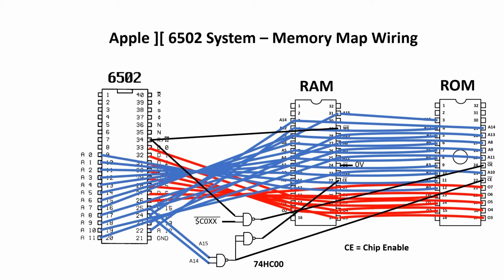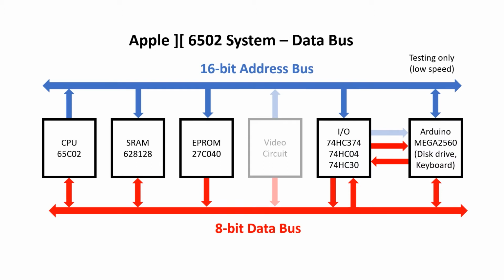Then I use another NAND gate connected to the output enable pin of the ROM to tell the ROM only to output when both C0XX is high and the read-write signal is high. The net effect is that the ROM will only output for reads above C100. Alright, that wraps up the theory section for this video. Now on to the practical part. The remainder of this video will be the build.